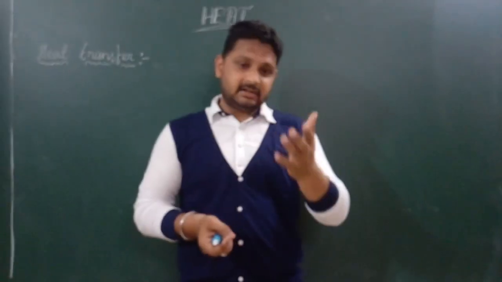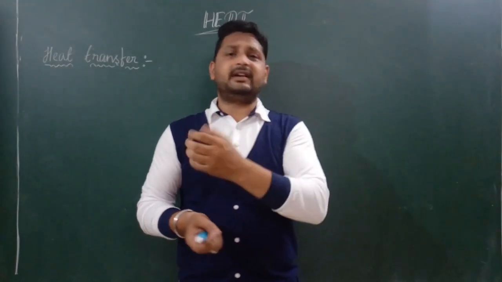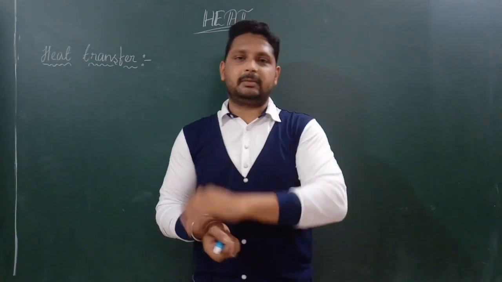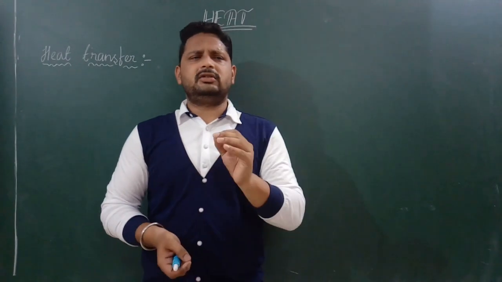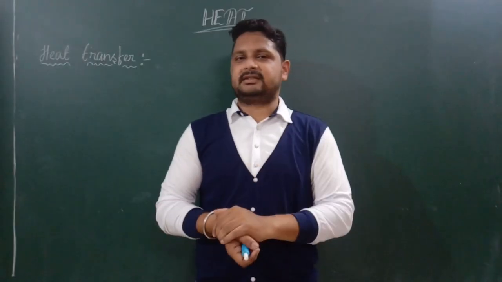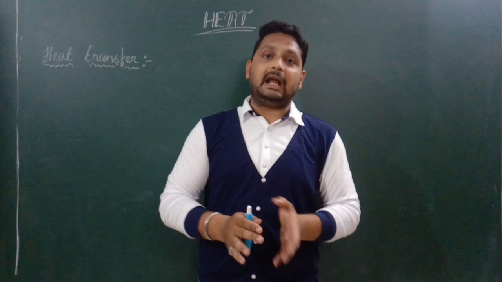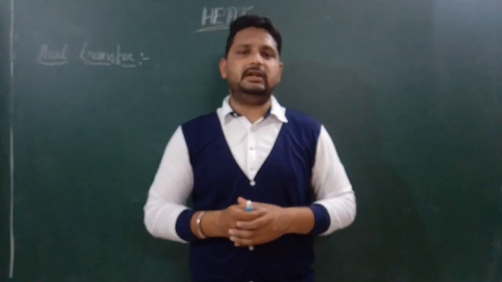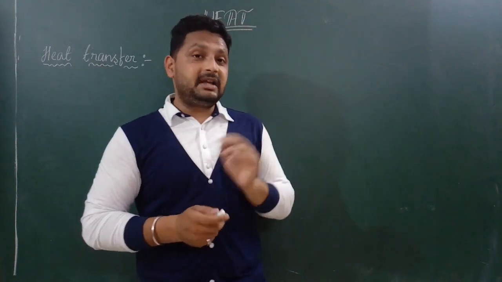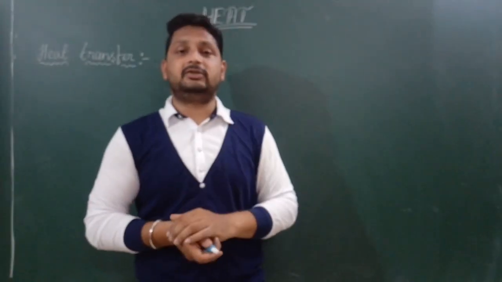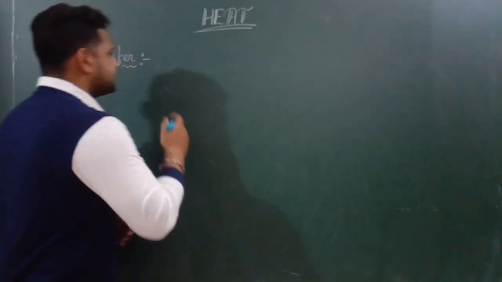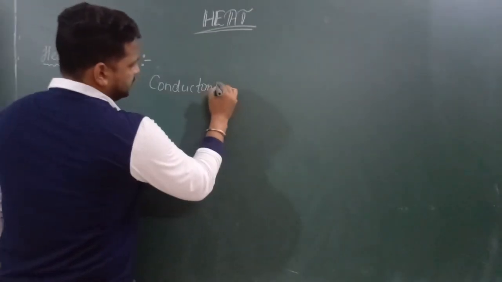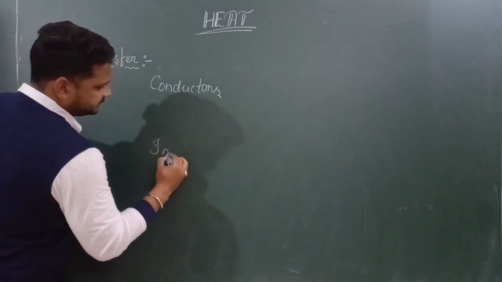If you are at quite a distance from a fire, you cannot feel the heat of the fire. That means heat cannot pass directly in air. So up to some extent you can say that some substances allow heat to pass through themselves and some substances do not allow heat to pass through themselves. Based on this, objects are classified into two types. They are called either conductors or insulators.